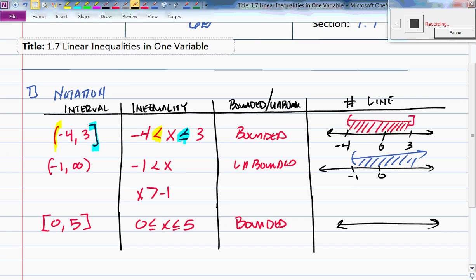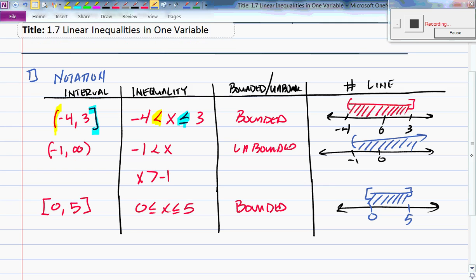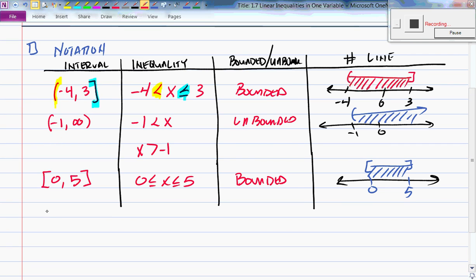And picture. What are the pieces of information I need? 0, 5, bracket, bracket, space in the middle. How do you feel? Good? Okay, let me give you this one. What would you do with this one? Talk to your neighbor about this one.